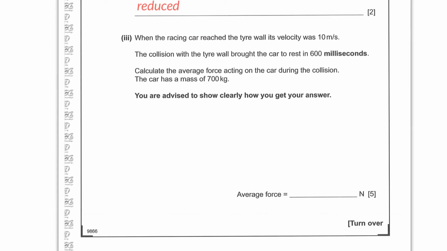Part 3. When the racing car reached the tyre wall, its velocity was 10 meters per second. The collision with the tyre wall brought the car to rest in 600 milliseconds. Calculate the average force acting on the car during the collision. The mass of the car is 700 kilograms.